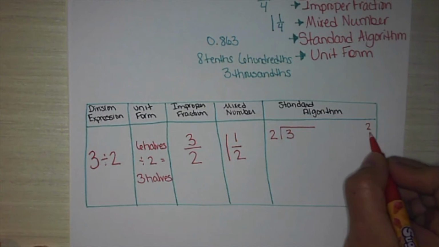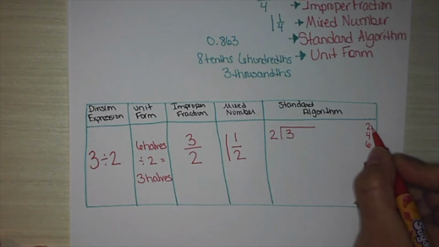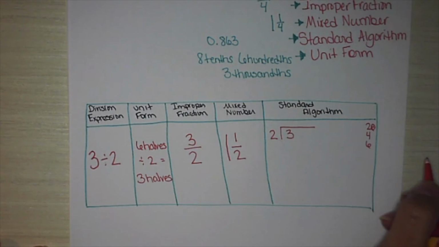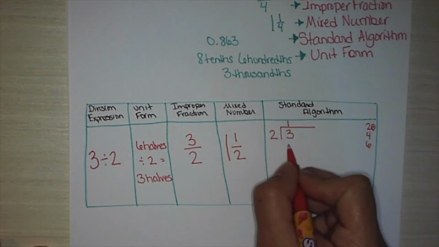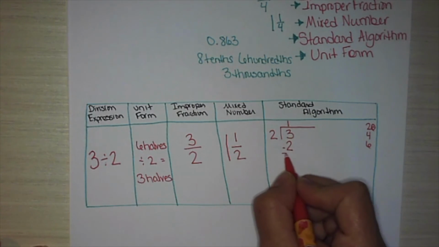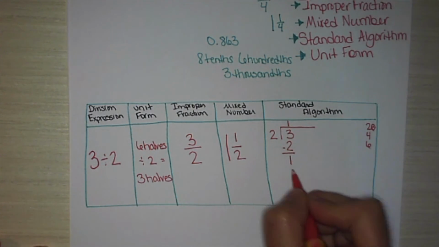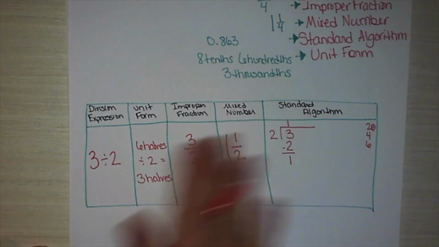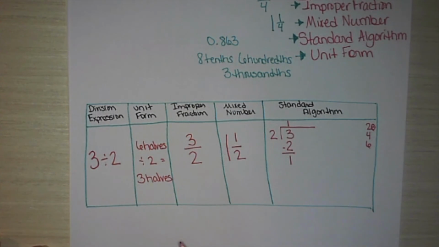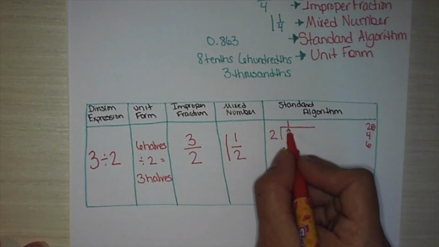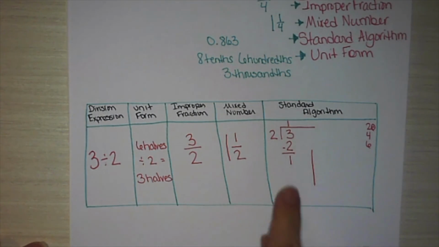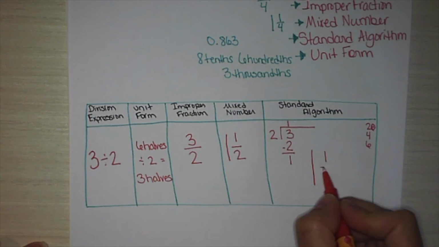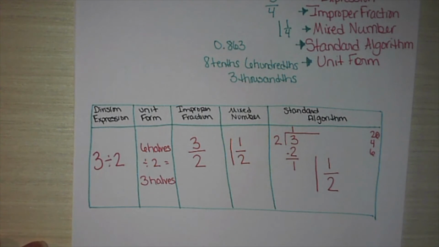Again, if I do a skip count by 2, I see that only one group of 2 is in 3. If I go to 2, I get 4. That's too much. So 1 is going to come up here. 1 times 2 is 2. When I subtract, I get 1. This 1 would be my remainder, or I could put a decimal here and keep going with zeros. But I'm working with fractions, so I'm going to keep it as a fraction. I'm going to take that 1, and that's my whole number. This 1 that's a remainder is going to become my numerator, and the 2 that I divided by is going to become my denominator.